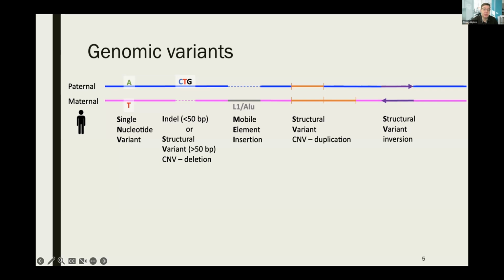One of them is a single nucleotide variant. There is a difference only in one base. There could also be a few bases consecutively different. This is called an indel. This is an abbreviation from insertion and deletion.